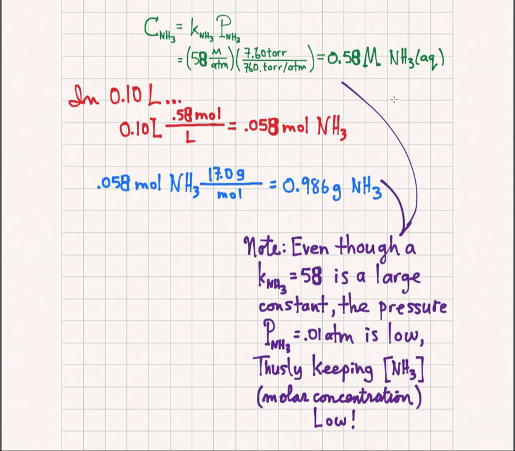So 0.58 molar. The ammonia water you buy from the grocery store is a little bit more concentrated than that. In any case, in 1/10 of a liter, 1/10 of a liter times that molar concentration in moles per liter, the liters cancel, leaving me with 58 millimoles. A milli is a thousandth, so 58 thousandths of a mole. And then I can change the moles into grams. So even though the constant is large, the partial pressure of NH3 above that solution was pretty low, and the concentration therefore is also pretty low.